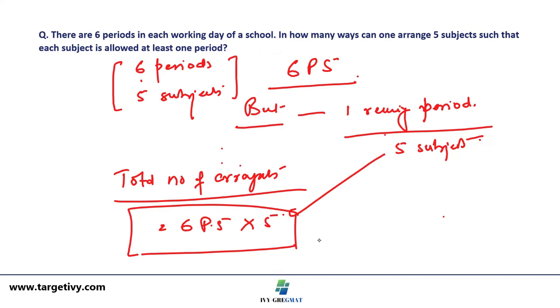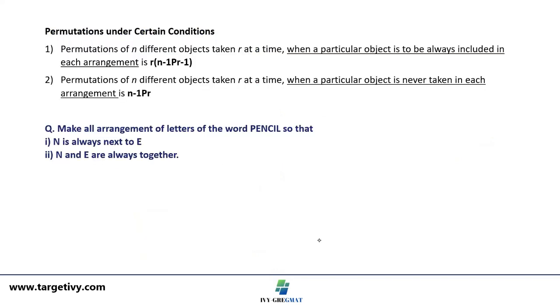Let's look into a bit of a different kind, which sometimes becomes a botheration. It's not necessary that the conditions are so straight. The permutation can be of different things taken r at a time when a particular object is always included in the arrangement. It can also be that the particular object is never included. Let's take an example. Make all arrangements of the letters of the word PENCIL so that N and E are next to each other.